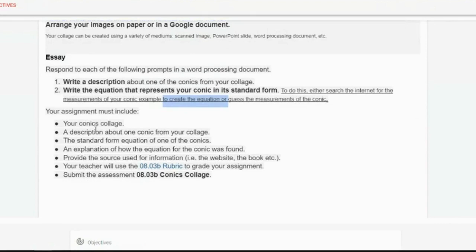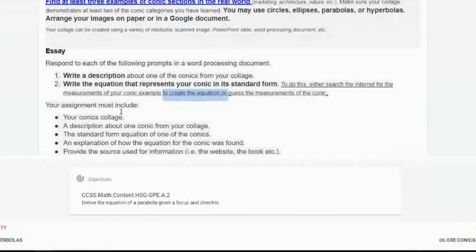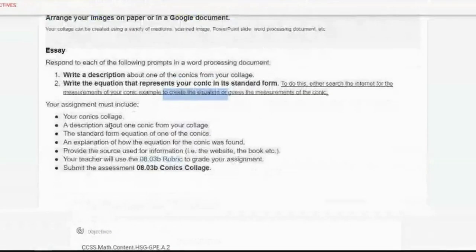So here's what you must include in your paper that you turn in. All right. Your conics collage, your pictures, a description of one of the pictures, the standard equation of one of the conics, and then you can say how you found the equation, an explanation. I used the equation of a circle. I know what the radius is, and that's how I made it. If you look up information, where did you find that? Like I looked it up and I found out that the London Eye is 300 meters tall. I looked it up on this website.